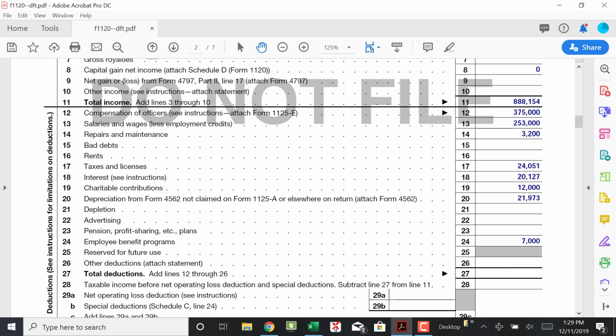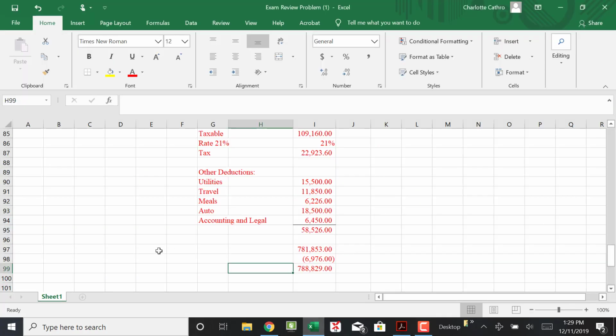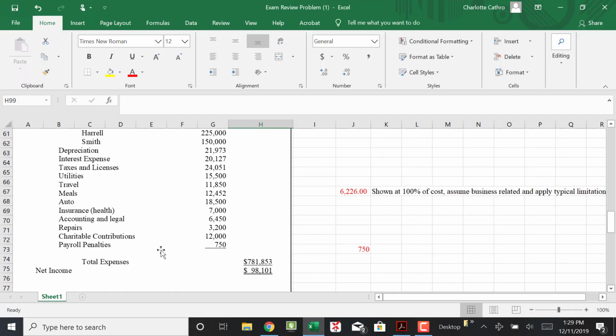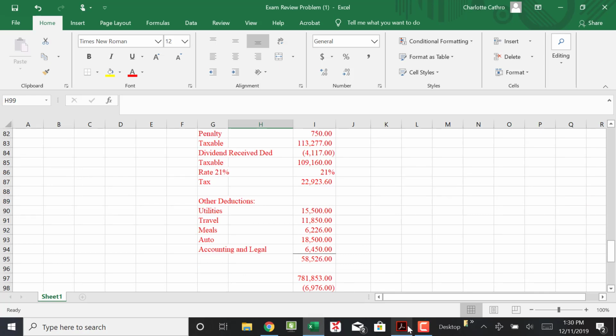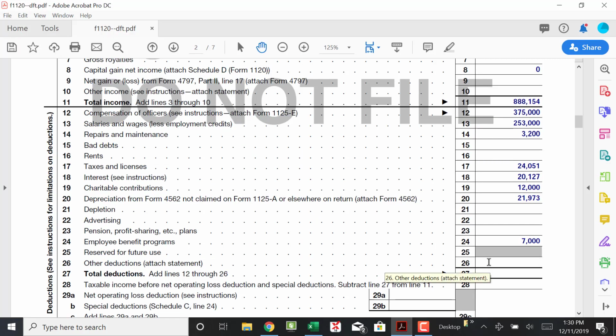Otherwise, I missed something. Just going to double check that I didn't miss anything. And I think I'm good. Okay. So 58,526 is what's going on this other deduction, 58,526. And I'm going to double check my total deductions.